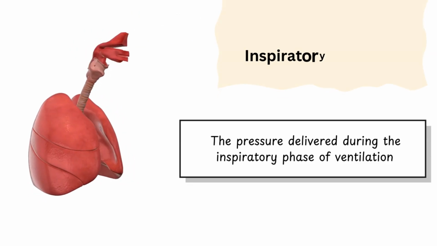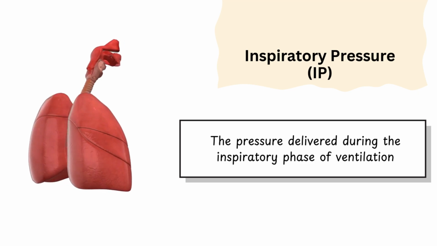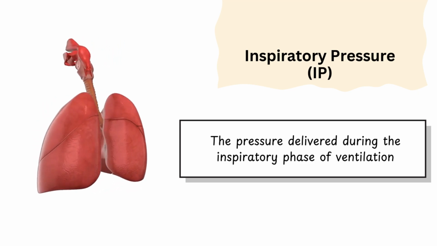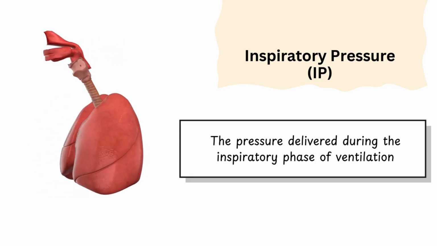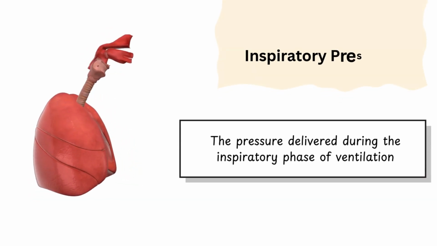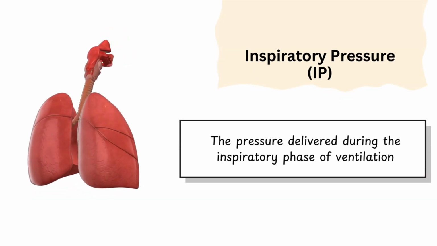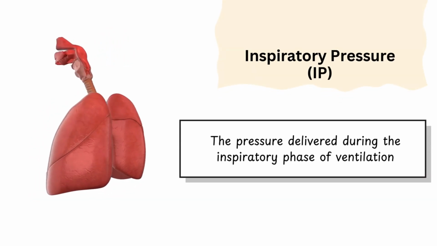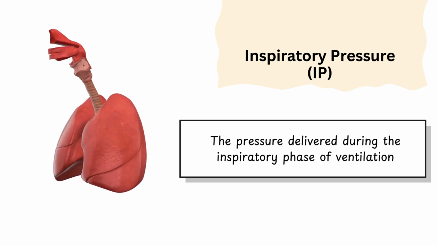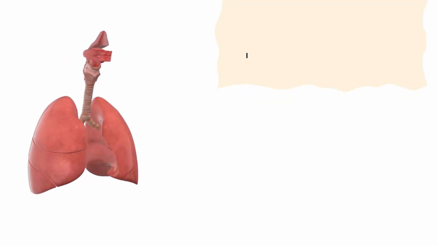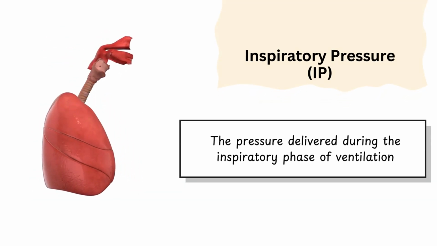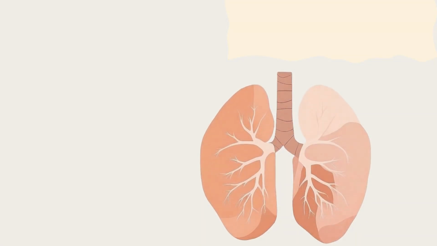Inspiratory pressure, IP. In pressure-controlled ventilation, inspiratory pressure is the pressure delivered during the inspiratory phase of ventilation. This setting is crucial for patients with poor lung compliance, as it allows for controlled ventilation without risking high tidal volumes, as well as it helps prevent barotrauma by limiting the pressure delivered to the lungs.